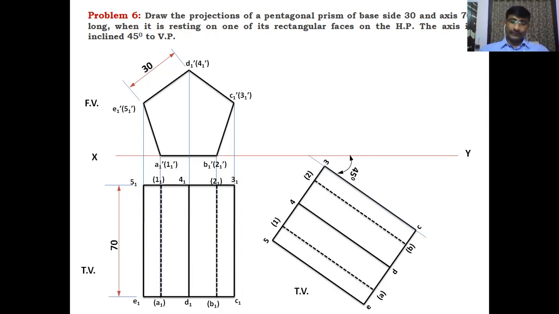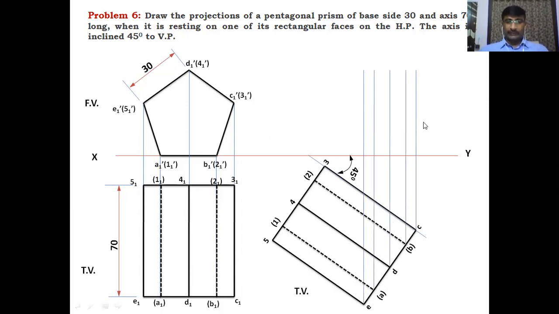This is the top view, and the projector lines are vertical lines. You have to draw the vertical lines from each point of the front base and each point of the back base. This is the back base, that is the numbering base. This is the front base. Draw the vertical lines from each point: 1 1, 2 1, 2, 3, 4, 5 and also A, B, C, D, E.